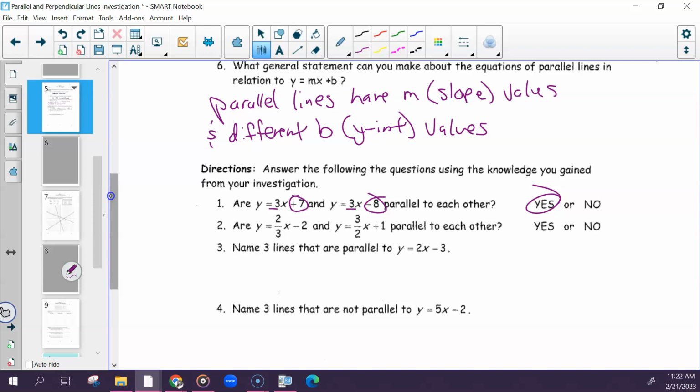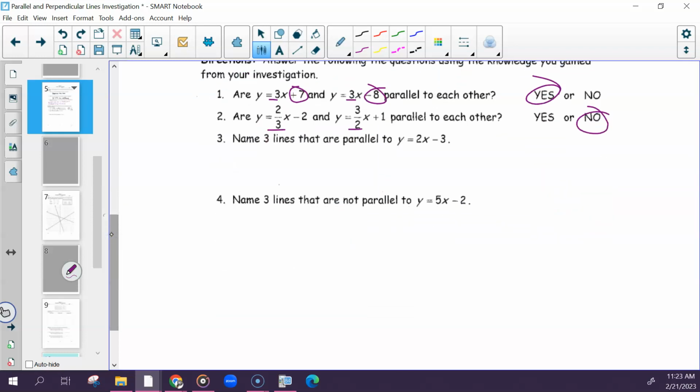For number 2, are these parallel to each other? No, why? So even though the y-intercepts are different, the slopes are not the same. So this is no. Then for 3 and 4, you had to come up with 3 lines or 3 equations that were parallel to the one given, y equals 2x minus 3. Give me one.